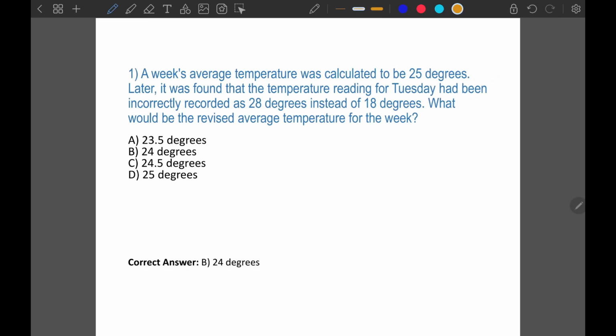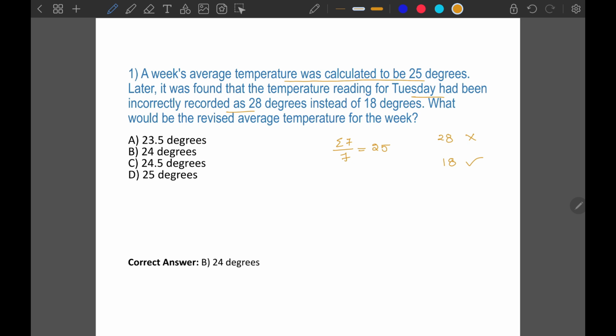See, a week's average temperature was calculated to be 25 degrees. A week has 7 days, so the sum of 7 days divided by 7 equals 25 degrees. Later, it was found that the temperature reading for Tuesday had been recorded incorrectly. It is taken as 28 instead of 18. That is the actual value.